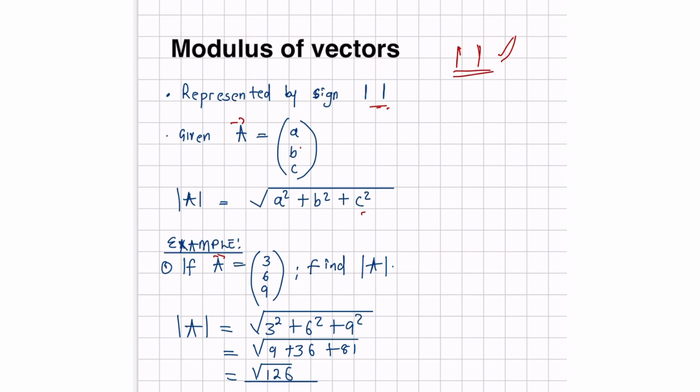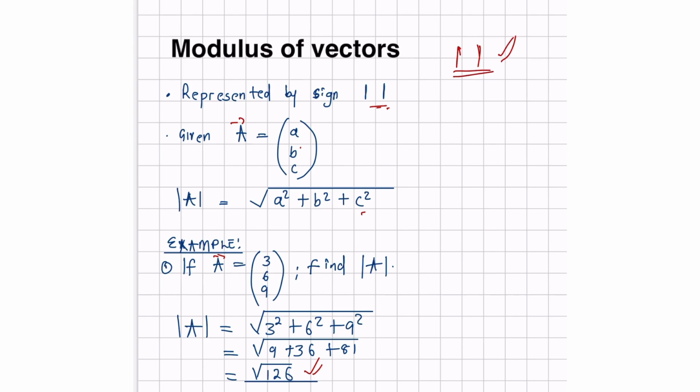So basically, we said we square everything. So we're going to square 3, square 6, square 9. Then all of that, you need the square root of it. So ultimately, you're going to get the square root of 126. You might leave your answer in this form, or if you want to simplify it, you can simplify it depending on the demands of the question.